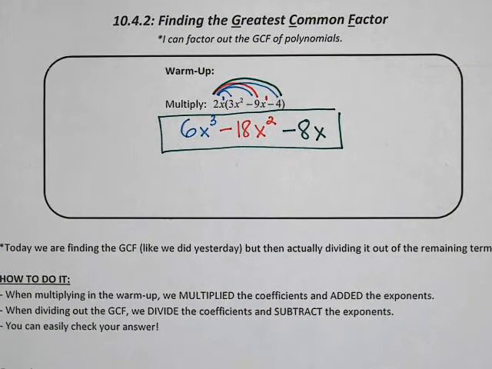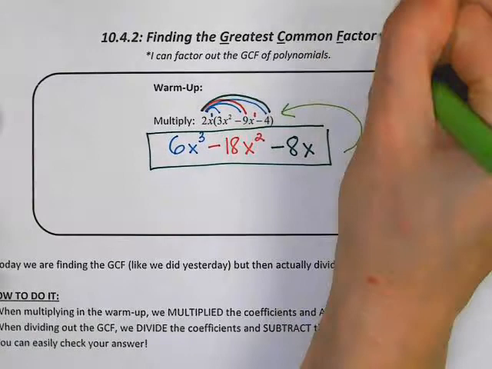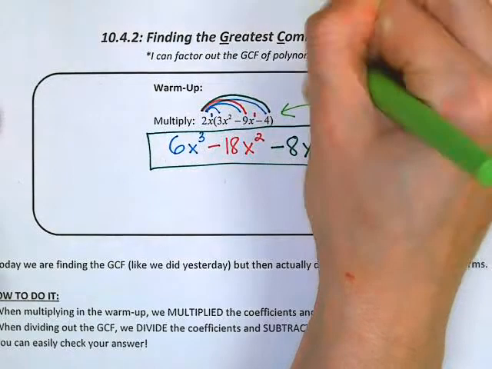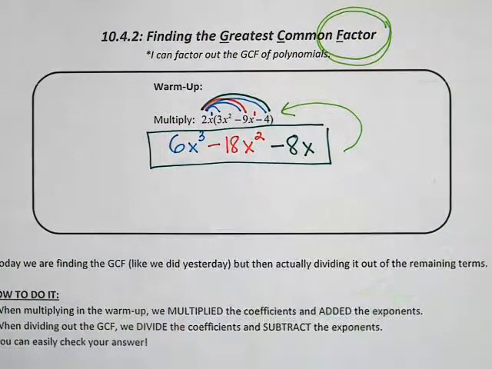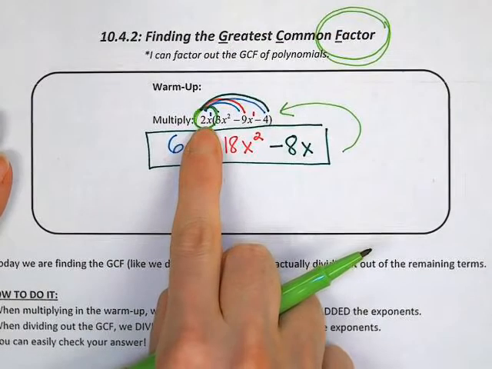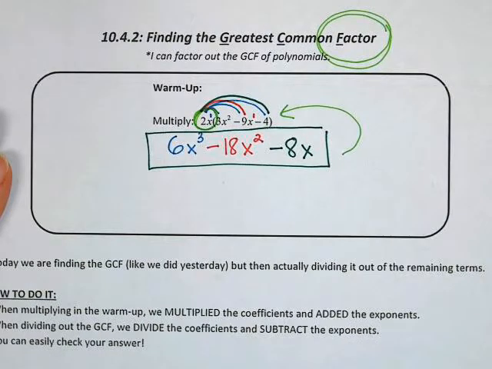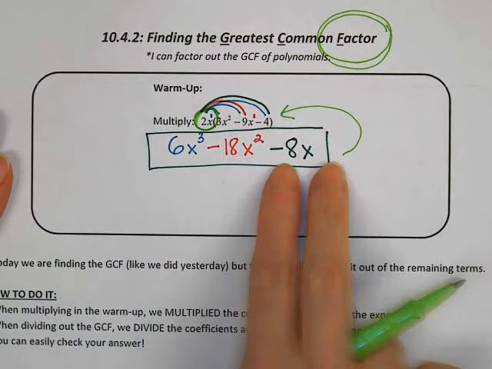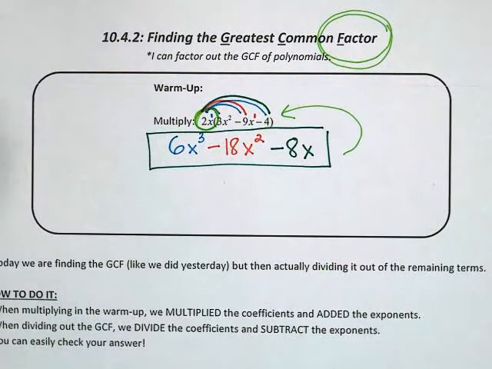Okay, now today's goal is we're going to start going backwards. And when you go backwards, the word is called factoring. Okay, so what we're going to do is what we did yesterday. We're going to find the common factor, the GCF, and we're going to pull it out. Okay, so we're going from the long version back to the shortened version. It's called factoring. All right, let's do it.